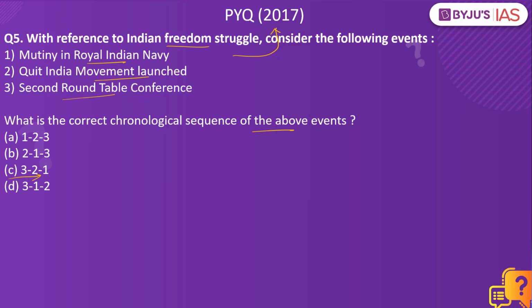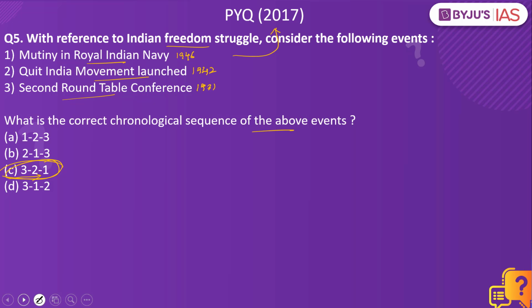So when we look into this particular Indian freedom struggle, we have the Second Round Table Conference which happened in the year 1931. Then we have the Quit India movement which happened in the year 1942, and the mutiny in Royal Indian Navy which happened in the year 1946. So if we have to arrange them in chronological order, we have the answer as 3, 2, 1. Now let's look into the fact of the day.